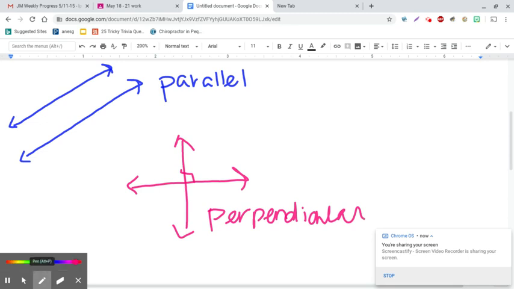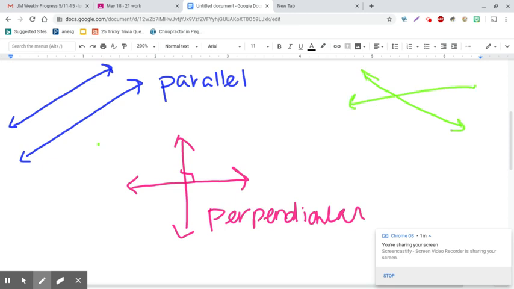And then we have neither. Okay, neither just means they're not parallel and they're not perpendicular. They could be something like this, lines like that. I mean, they're essentially the same thing. They're just lines that are neither parallel nor perpendicular. Okay, so that's just a visual of what these lines look like.